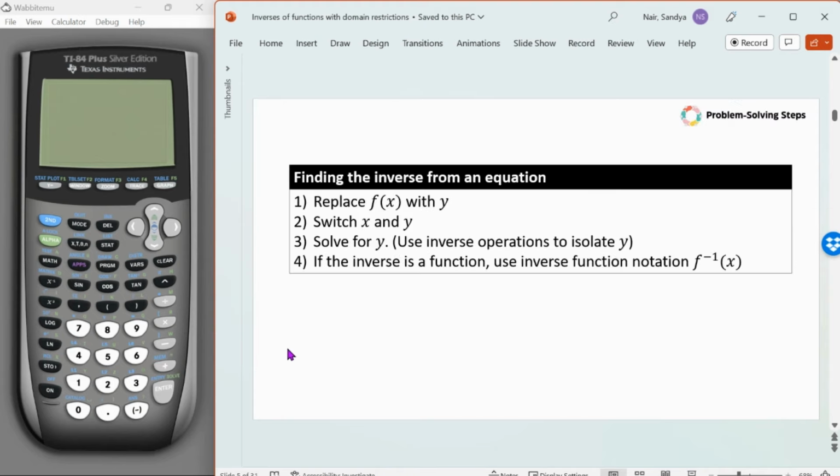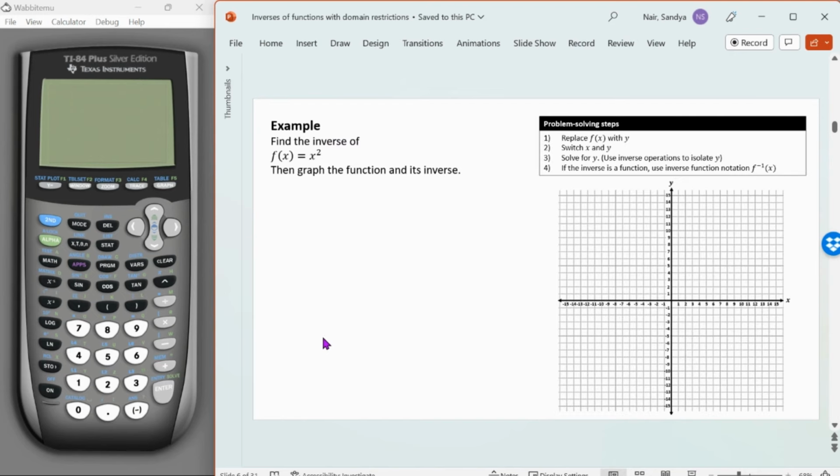So remember, to find the inverse from an equation, we're going to start off by replacing f of x with y, and then we're going to switch our x and y. Then we're going to solve for y using the inverse operations that we discussed and work on isolating y. If the inverse is a function, remember that we'll use inverse function notation, which looks like this, to represent the equation. So let's start off by finding the inverse of f of x equals x squared and then graph the function and its inverse. So let's go through the steps like we discussed in the previous video.